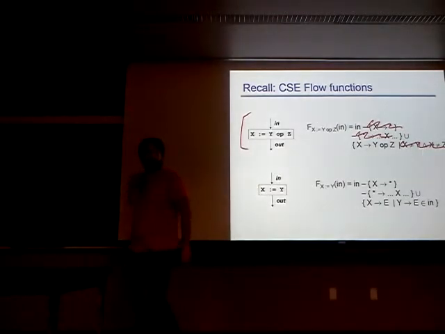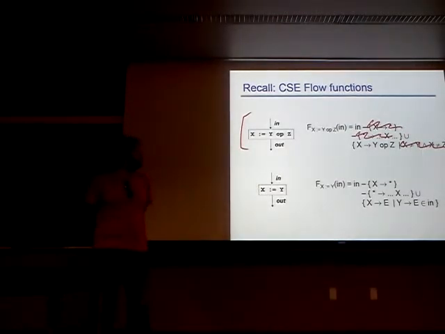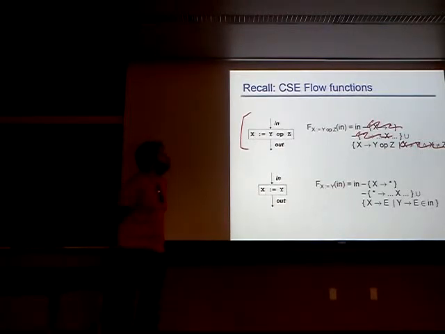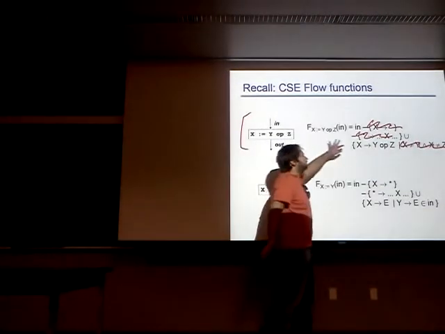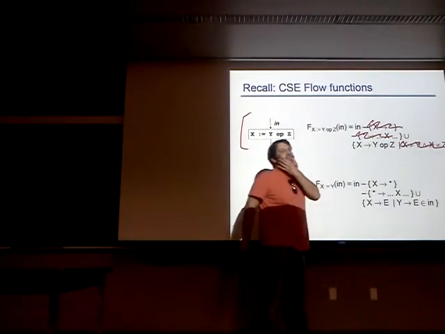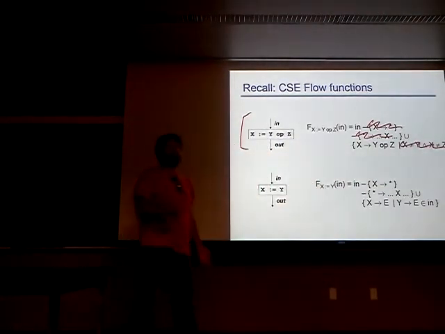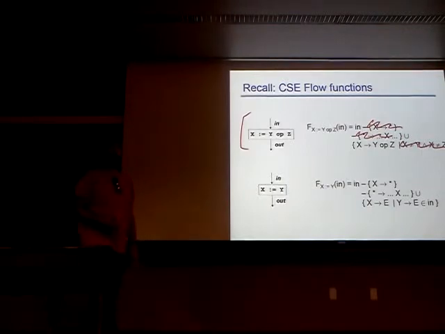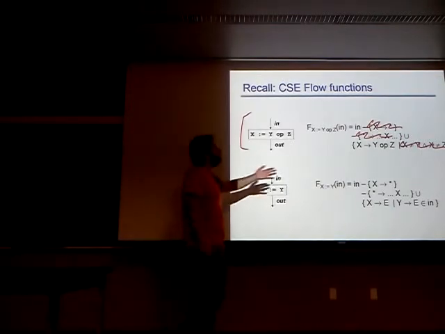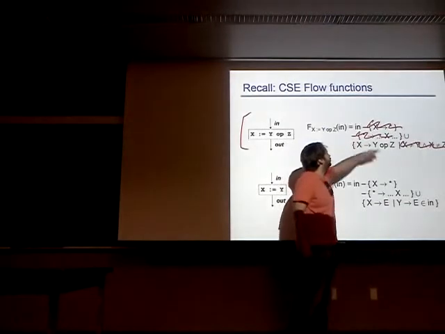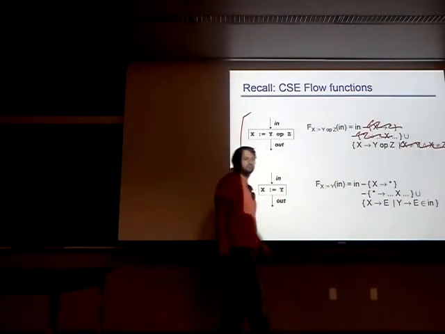Actually, why do we need the union? Why do we not just say x gets y op z? Well, our facts are sets. The facts themselves are sets of these things, so we're returning the set in union with that. Right.